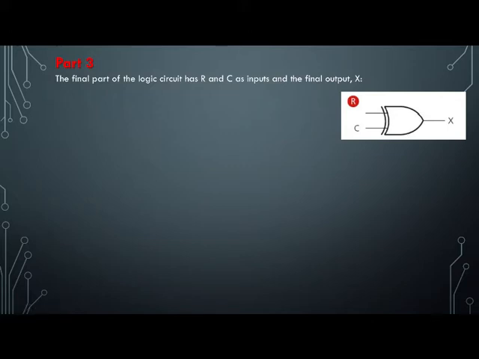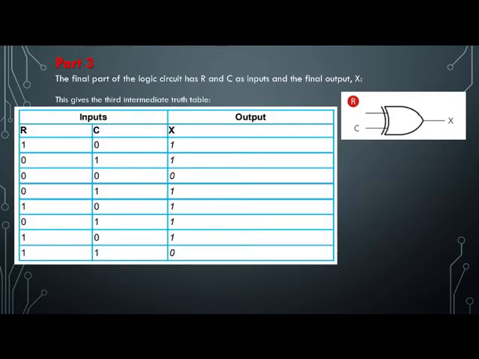XOR gate. In the XOR gate, if we have any one value as 1 as an input, it will produce the output 1. Otherwise, it will not. So this gives the third intermediate truth table. We will use R and C as inputs, and we will get the output. I already told you that in XOR, when any one value is 1, it will produce a 1.